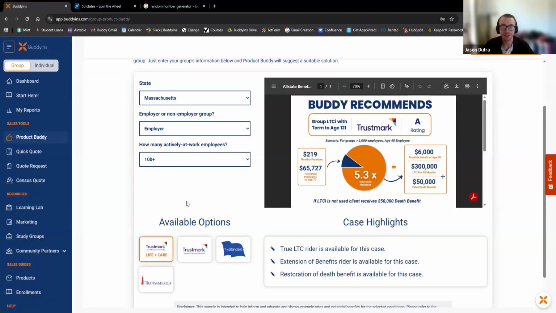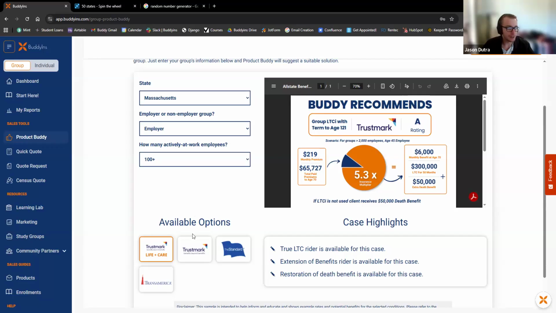Howard, you got your hand raised. Question? Yeah, well, I know what restoration of death benefit is. That's where, after a certain period of time of a long-term care claim, they allow you to restore the death benefit. But what is extension of benefits? The extension of benefit essentially doubles the amount of available long-term care.